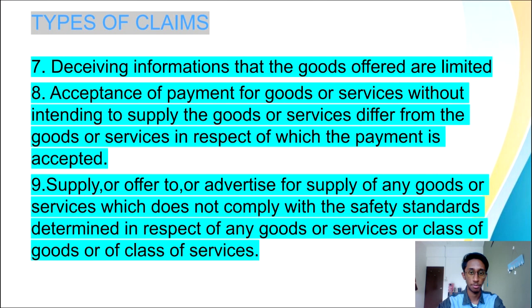Now I'll move to type of claim number 7, deceiving information that the goods offered are limited. Number 8, acceptance of payment for goods or services without intending to supply the goods or services, or supplying goods or services that differ from those in respect of which the payment is accepted. Number 9, supply or offer to supply, or advertise for supply, any goods or services which do not comply with the safety standards determined in respect of any goods or services or class of goods or class of services.